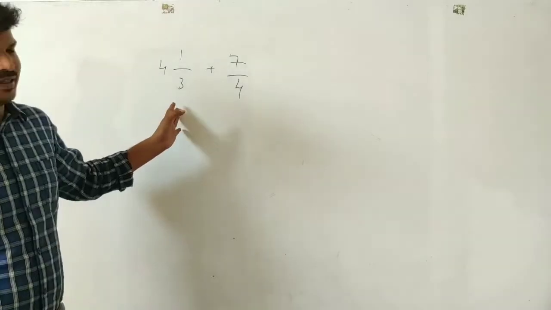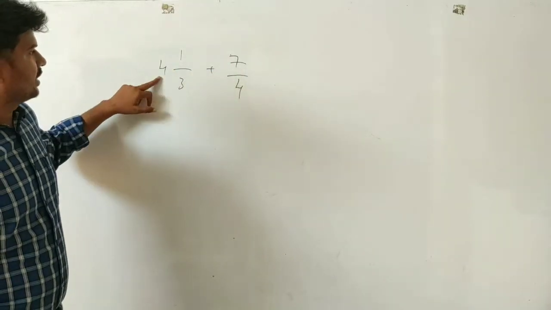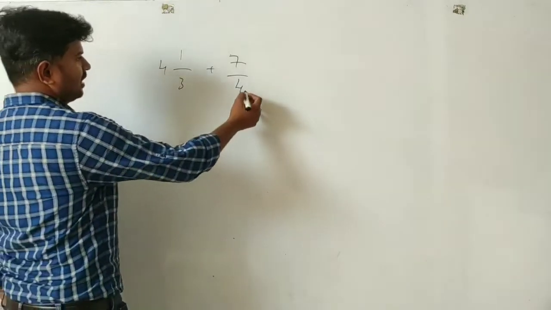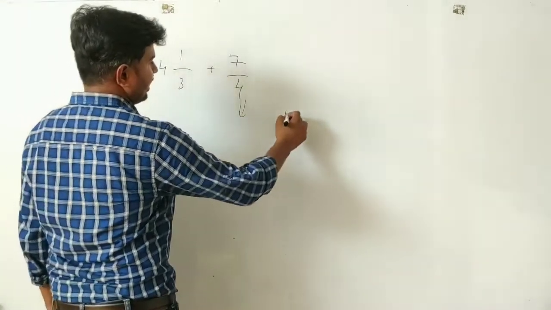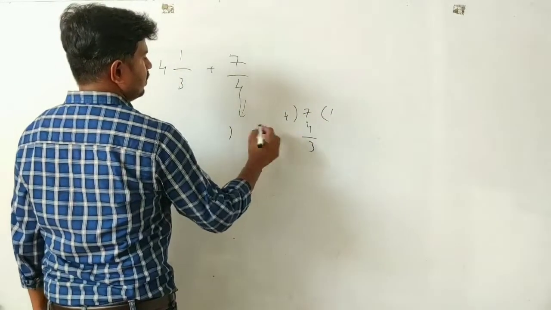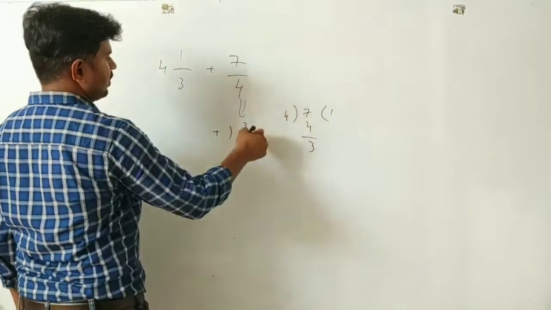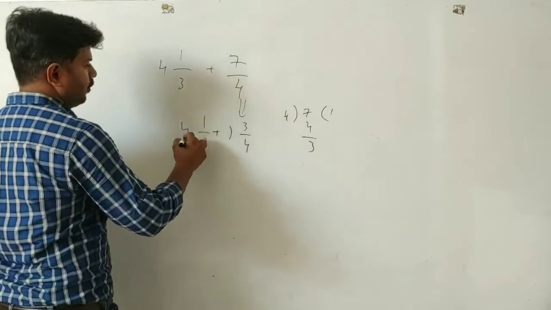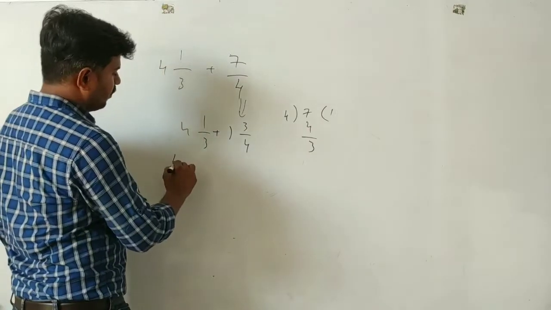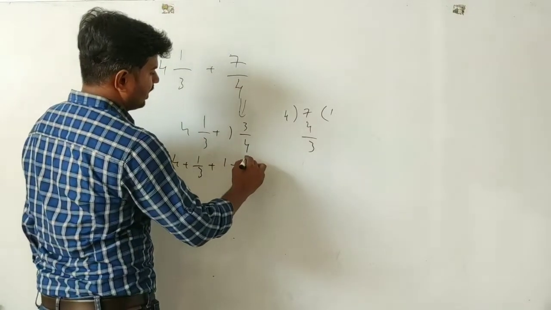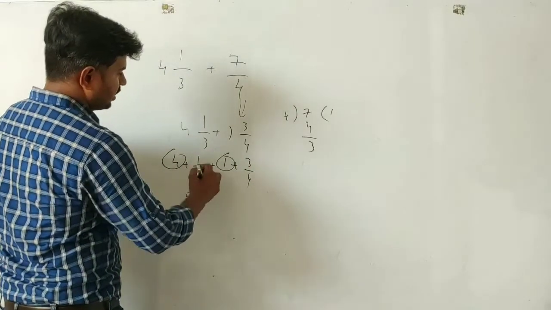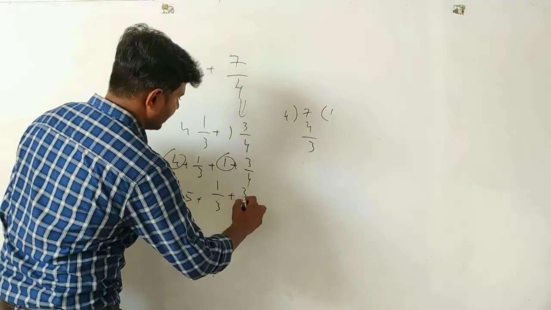There was a question like this, where one side you have a mixed fraction and the other side an improper fraction. How to do this? First convert the improper fraction to a mixed fraction with the help of the division method. 4 ones are 4, remainder 3. So it is 1 3 by 4 for 7 by 4, and here it is 4 1 by 3. Now separate the integer part and the fraction part: 4 plus 1 by 3, 1 plus 3 by 4. Now the integers can be added directly, which is 5. Now for the fractions, 1 by 3 plus 3 by 4.